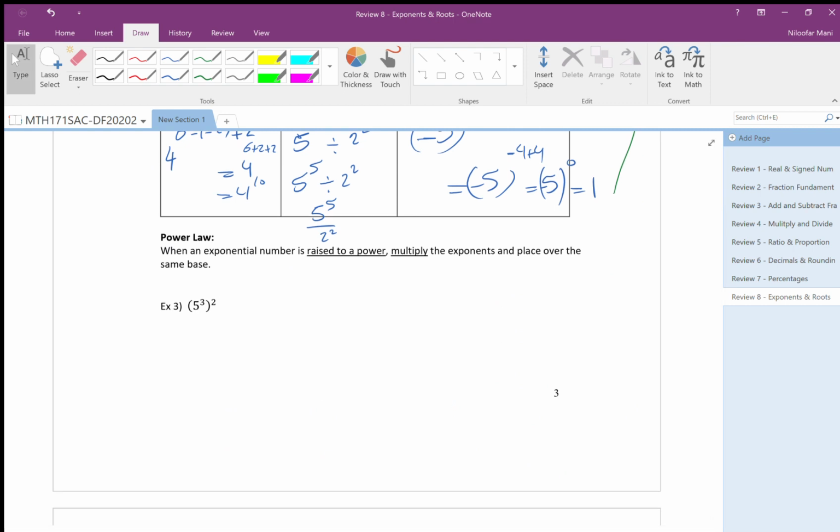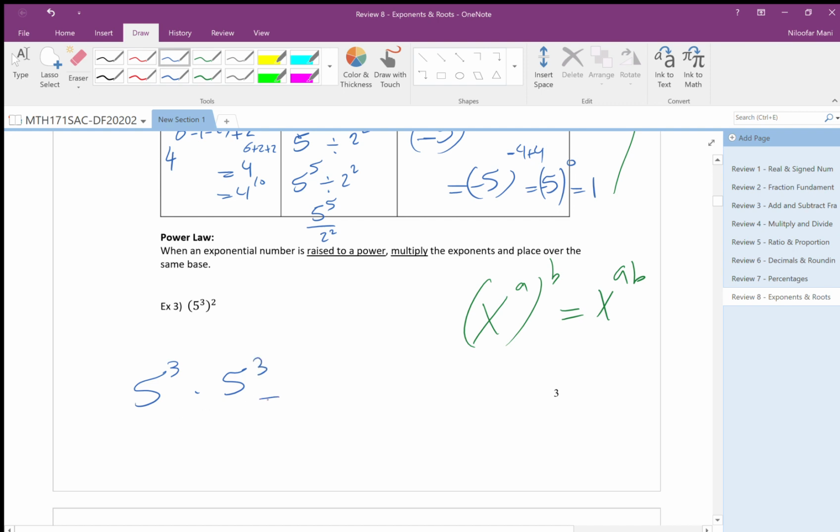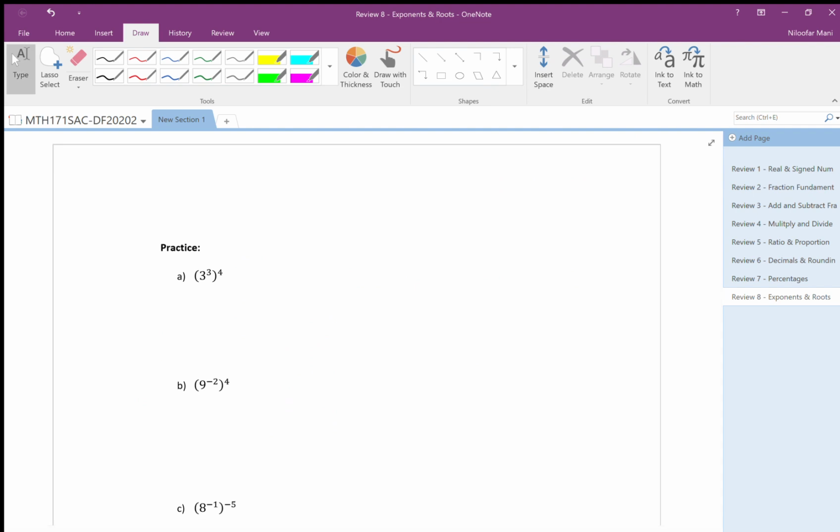How about this one? This is x power a, power b is x power ab. What is the reason? So here is 5 cubed times 5 cubed, which is 5, 5, 5, 5, 5, 5. How many do you have? 5 power 6, which means 5 power 2 times 3. So when you have power on power, you multiply them. Okay, so let's do it here.